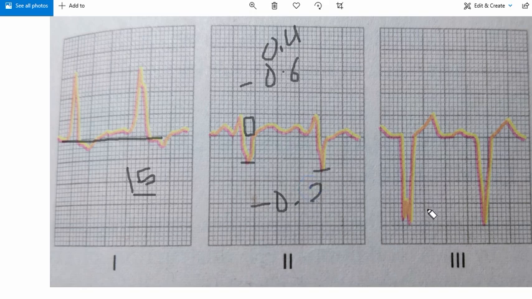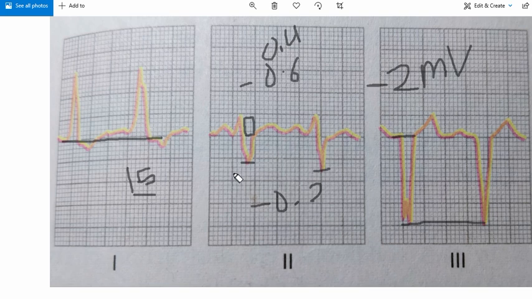Whereas in case of lead 3, it covers approximately 4 large boxes, as you can see. It covers a distance of 4 large boxes in the downward direction. We are discussing the QRS complex. This is the QRS complex and it covers no small box in the positive direction. So the total QRS complex vector given by lead 3 of the electrocardiograph is approximately 2 millivolt, all in the negative direction, negative 2 millivolt.